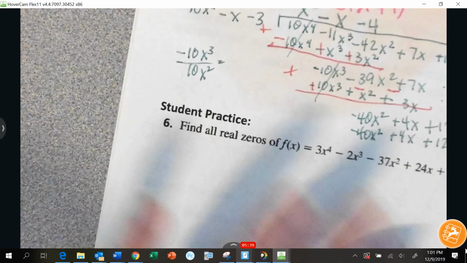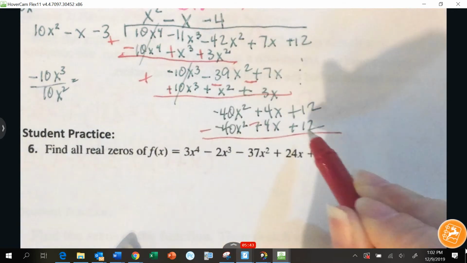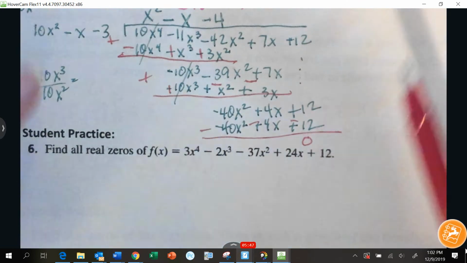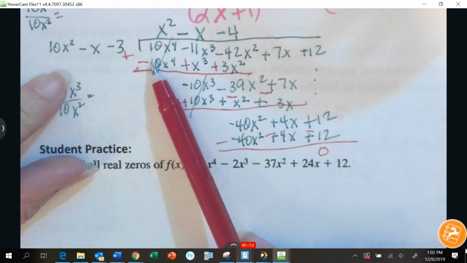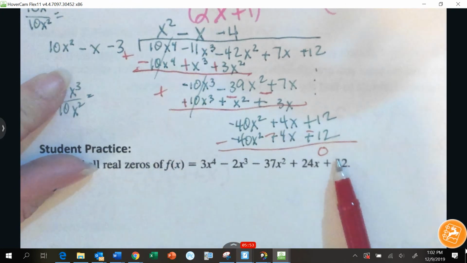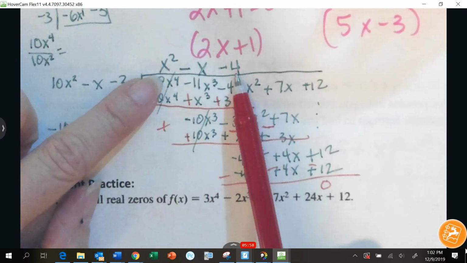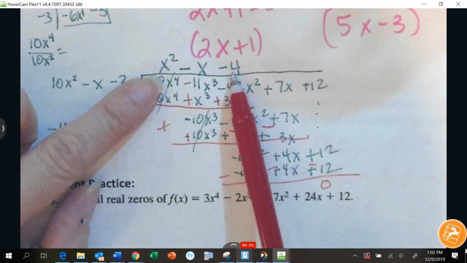What happens when I subtract these? Now, that should happen because we already determined that these were factors. If it doesn't happen, maybe you multiplied wrong. But it should work that way. And what do we have left? What kind of power degree equation do we have left?